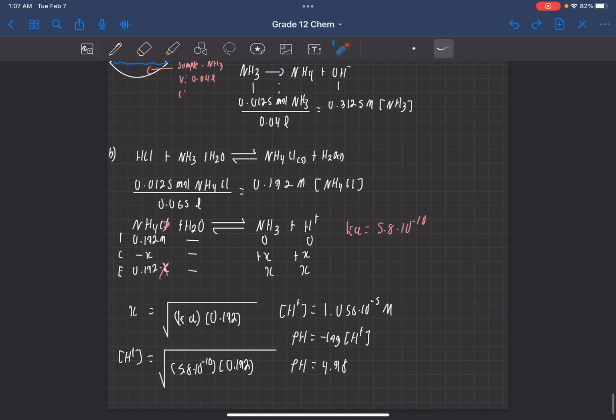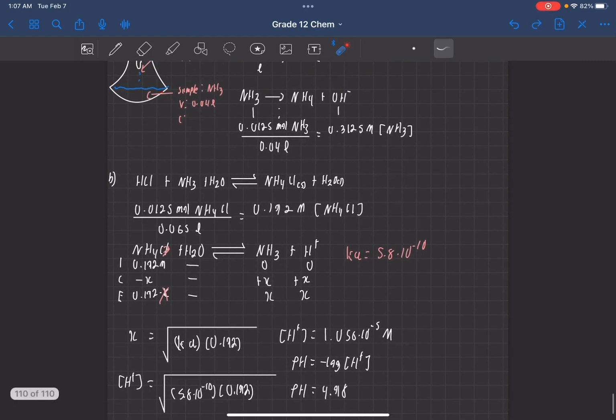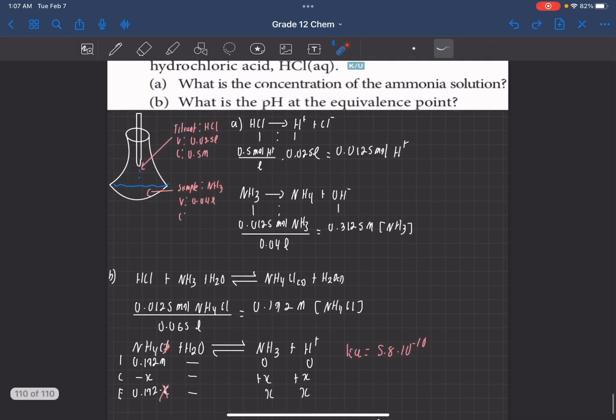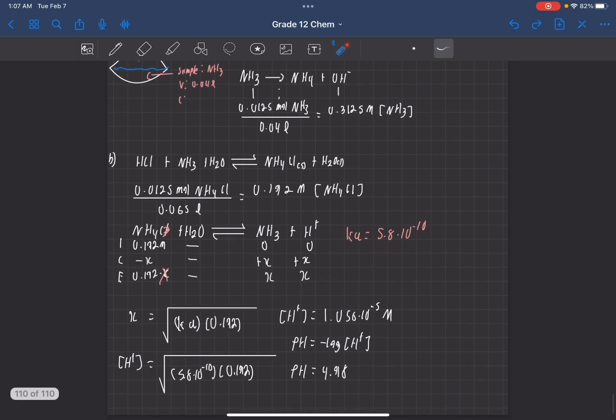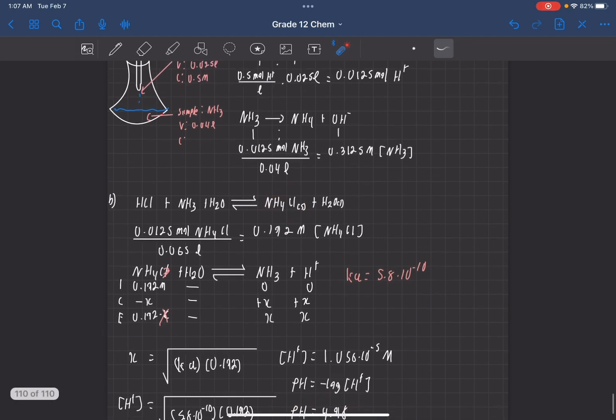We formed an acidic salt, so it's going to produce more hydronium in the solution, making the pH at the equivalence point, or after the titration, a little less than 7. I guess it's quite a bit less than 7, but it's a reasonable amount, and it makes sense and adds up with our acidic salt properties.